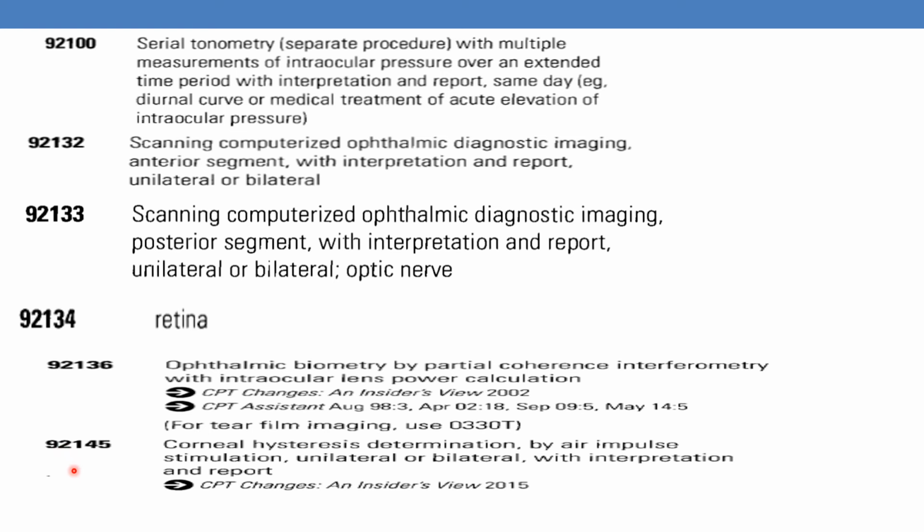The next CPT is 92136 for ophthalmic biometry by partial coherence interferometry with intraocular lens power calculation. The next is 92145. It is given for corneal hysteresis determination by air impulse stimulation, unilateral or bilateral, with interpretation and report.